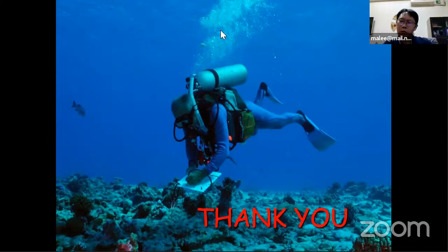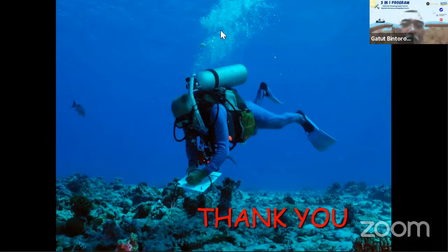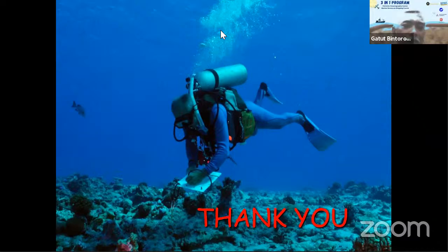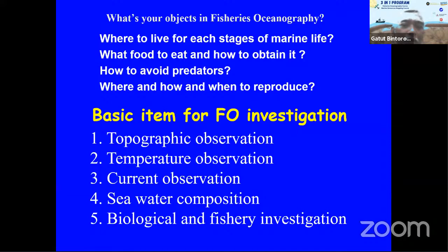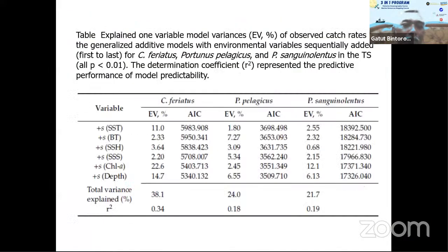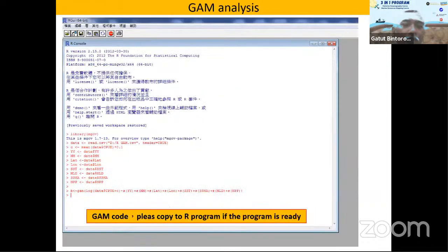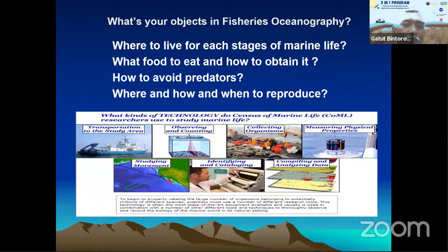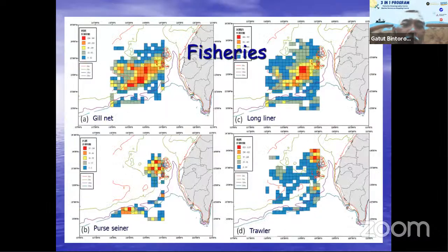Okay, Prof. Lee, according to your presentation, I saw that there were differences between north of Java, in the Java Sea, and south of Java. In north of Java, the map was dominated by brown color, while in south of Java, the color was dominated by blue. What was the cause of this color, roughly, according to your map?